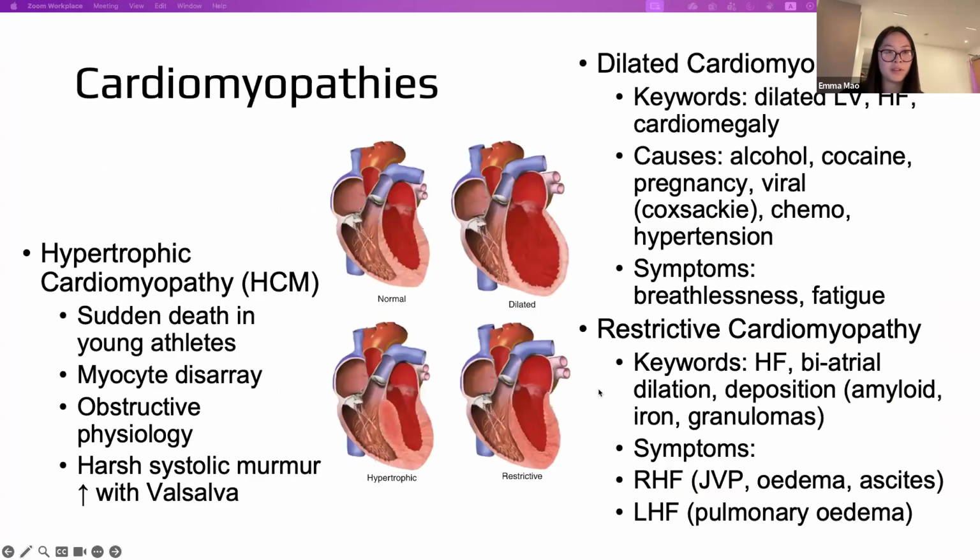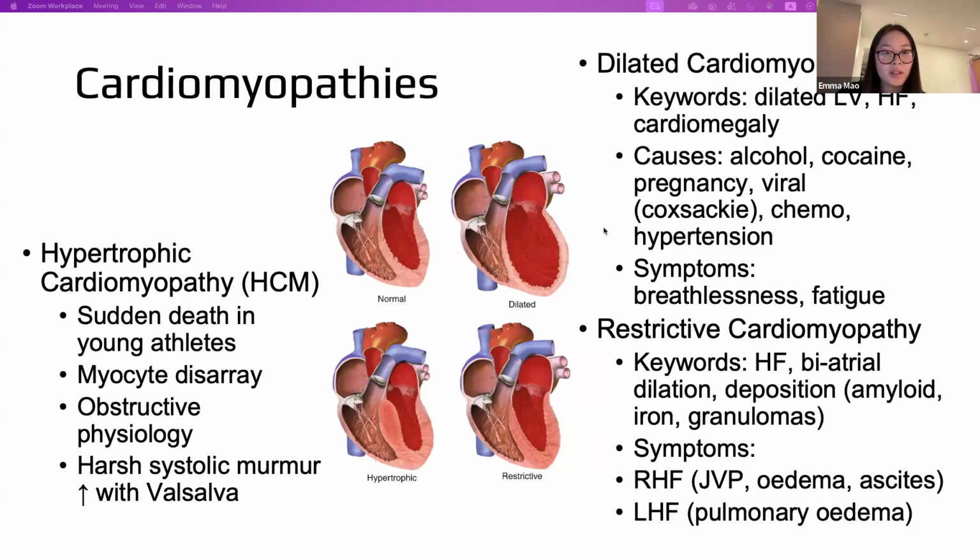Okay, quite a filled slide on my cardiomyopathies. So hypertrophic cardiomyopathy we kind of covered. It's often the cause of sudden death in young athletes. There's myocyte disarray, obstructive physiology, and then it's the harsh systolic murmur with increased with Valsalva maneuver. We have dilated cardiomyopathy, so dilated left ventricle, heart failure symptoms, and cardiomegaly as well can be seen on X-ray. And then causes of it include alcohol, cocaine, pregnancy, viral, chemotherapy, hypertension.